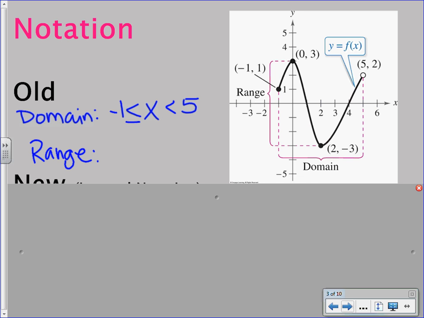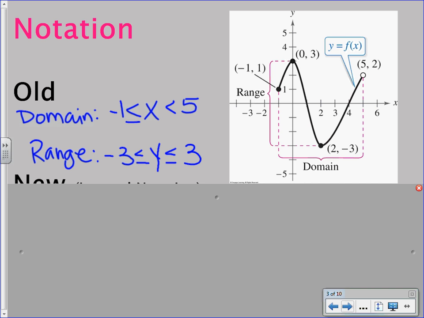Where do our y values stretch from? Okay, our lowest point is at -3, and our highest point is here at 3, right? So y stretches from -3 to 3. Does it include -3? Yes. Does it include 3? Yes. Okay.